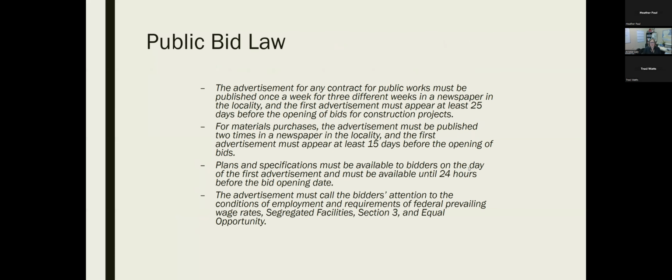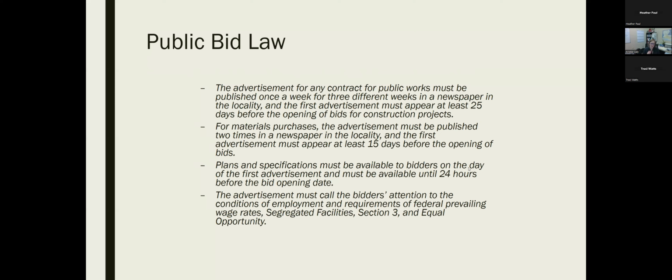So public bid law. The advertisement for any contract for public works must be published once a week for 3 different weeks in a newspaper in the locality. And the first advertisement must appear at least 25 days before opening of bids for construction projects. For materials purchases, the advertisement must be published 2 times in a newspaper in the locality, and the first advertisement must appear at least 15 days before the opening of bids. Plans and specifications must be available to bidders on the day of the first advertisement and must be available until 24 hours before the bid opening date.